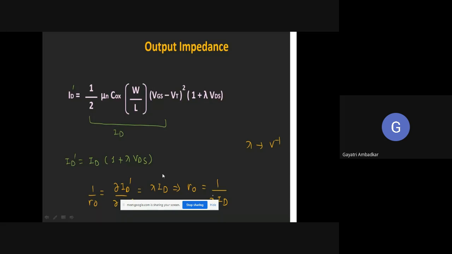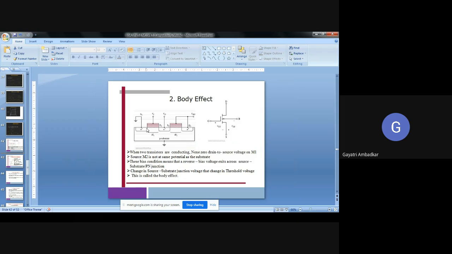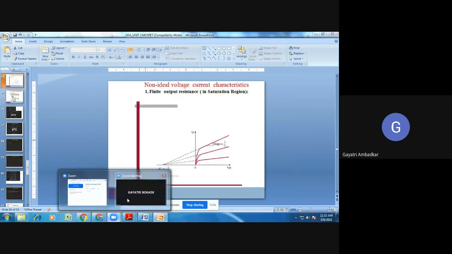Now we will go to our first parameter. I was explaining this in the last lecture, but because of a power failure, I couldn't complete it.